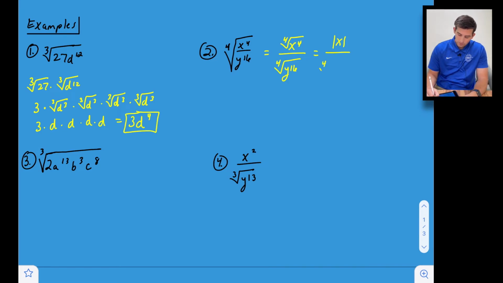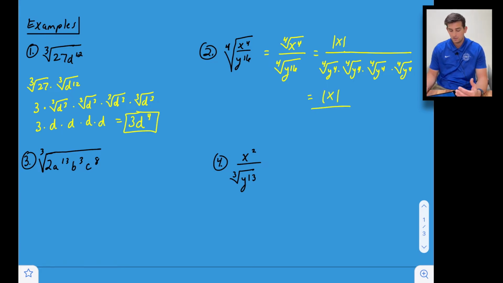So we're going to have the 4th root of y to the 4th times the 4th root of y to the 4th times the 4th root of y to the 4th and times the 4th root of y to the 4th. So now, all along the denominator there, my numerator is still the absolute value of x, but my denominator, all of those factors are going to just give me y. So y times y times y times y. And so my final answer would be absolute value of x divided by y to the 4th.